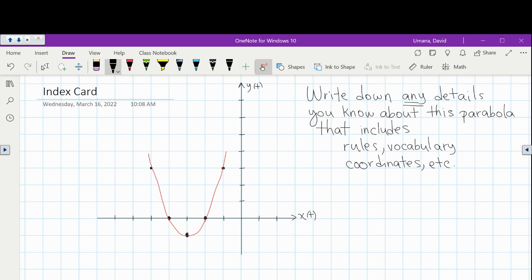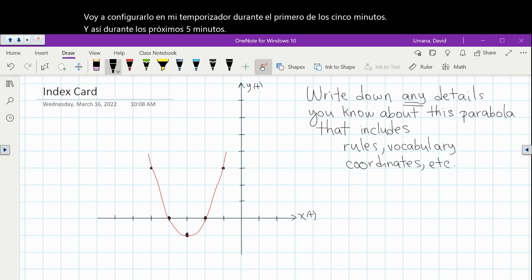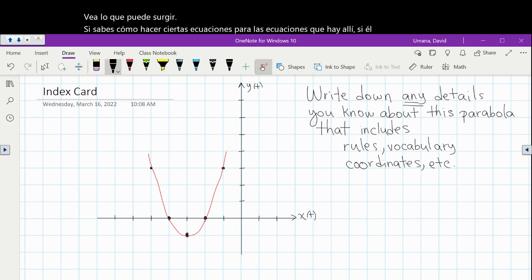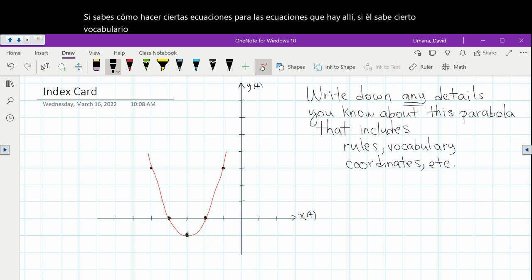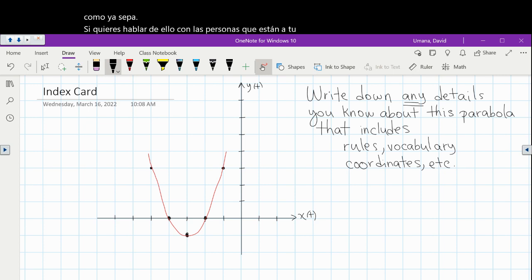So I'm going to set it on my timer for the first 5 minutes. And for the next 5 minutes, I'm going to tell you to see what you can come up with. If you know how to do certain equations, put the equations in there. If you know certain vocabulary, give me the vocabulary. If you know how to make certain changes, whatever. Use the front, use the back, however much space you need, and fill up this index card with as much information as you already know. If you want to talk about it with the people next to you, that is fair. That is not a problem.